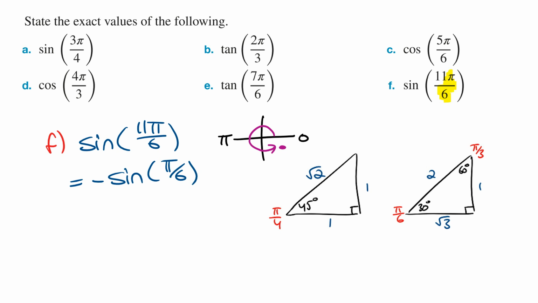Looking at the triangles, pi on 6, the sine of pi on 6 is equal to opposite over hypotenuse, and this is equal to 1 on 2. And so sine of 11 pi on 6 is going to equal minus 1 on 2.